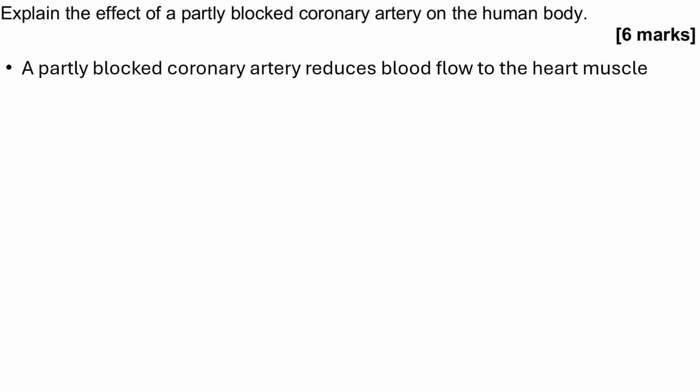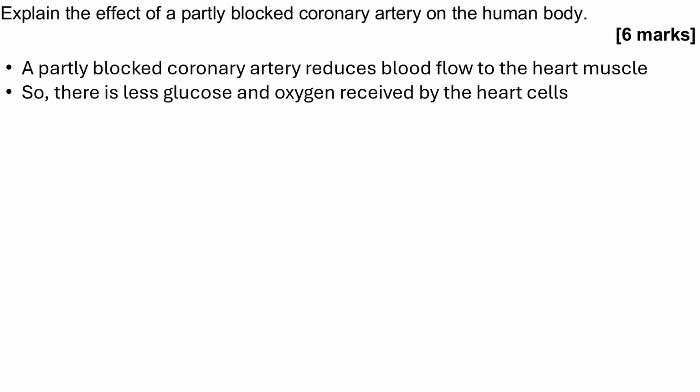For my first point, I'm going to say that a partly blocked coronary artery reduces blood flow to the heart muscle. As we have to explain, we need to think of what this leads to as a consequence. So, I'm going to say that there is less glucose and oxygen received by the heart cells.